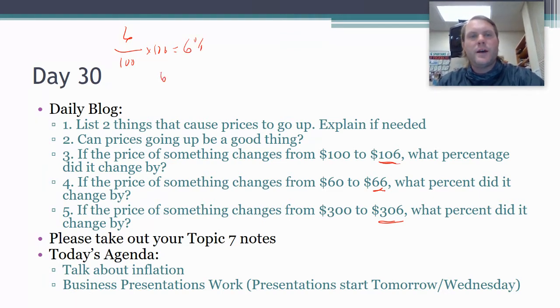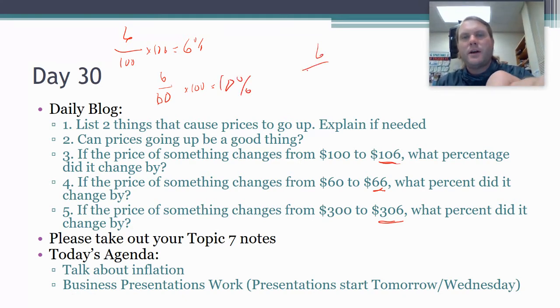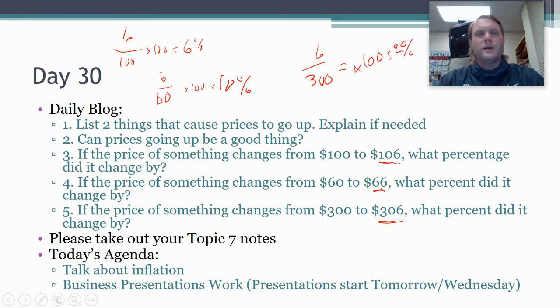Okay. For the second one, you've got 6 divided by 60 times 100 is 10. Yes, 10%. And for the last one, you've got 6 divided by 300, and that one is going to be 2%. Okay. So anyway, those are some simple ways to do that. Again, you don't necessarily need to know how to do that on a test, but you do want to know that how much it goes up, and the percentage, is affected by what the original price was.